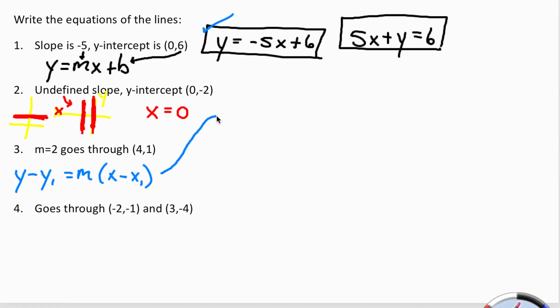Okay, so if I'm plugging into this formula, the y sub 1 and the x sub 1 are the y and the x coordinates of the point. So y minus the y part of the point equals m times x minus the x part of the point. Now, there's my equation. I just have to clean it up. We're really interested in always leaving it in this form. Sometimes your homework will ask you to leave it in this form, but I'm interested in solving it for y for the most part. So I'm going to distribute that 2.